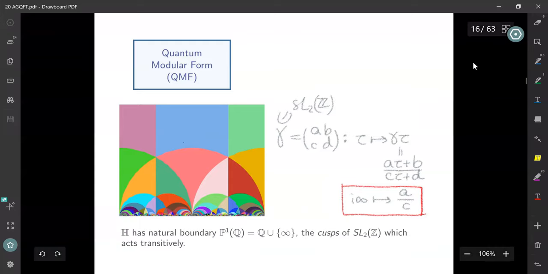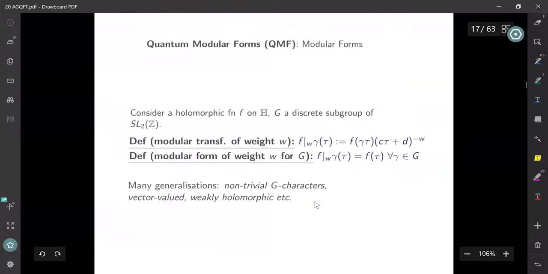Okay, here, just to set up notation, I'll write an SL2Z element in this way, and then we all know how it acts on the upper half plane, so it acts like this on the cusps. Then to set up notation, I'll use this slash operator to denote the modular transformation of weight w, and so modular forms of weight w will be invariant under such slash operators.